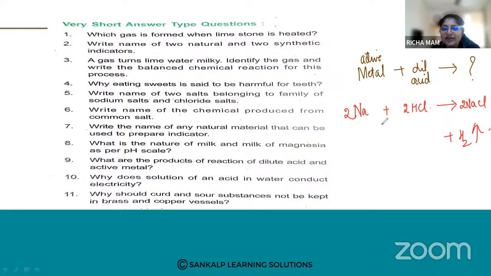So what are the products of the reaction of dilute acid and an active metal? It is a salt and a gas. NaCl is a salt, and H2 is a gas. So when an active metal is reacted with dilute acid, the products obtained are a salt and hydrogen gas. Understood? So you can write that the products obtained are a salt and hydrogen gas. Okay, fine. Let us go for the next one.